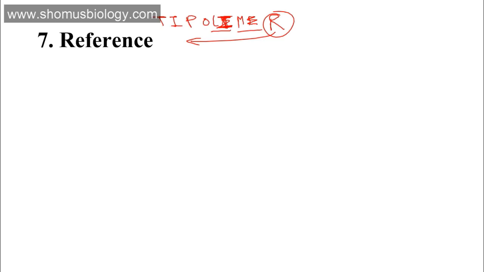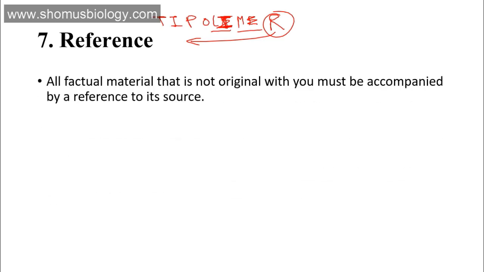So in referencing, what you should mention here is that all factual materials that are not original with you must be accompanied by a reference to its source. Now referencing is of different types. There are different styles of referencing, so we are going to talk about that.